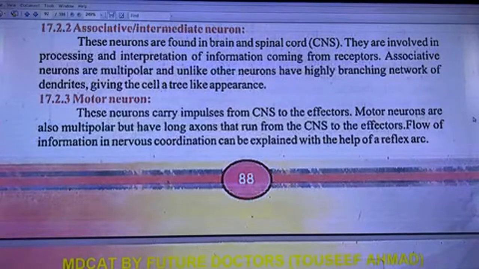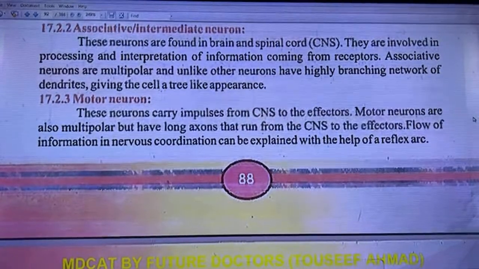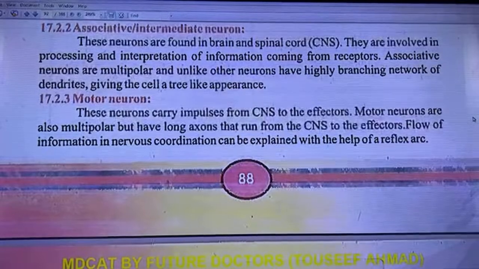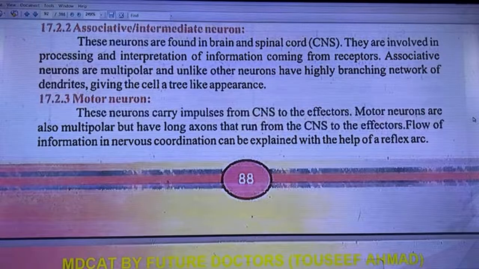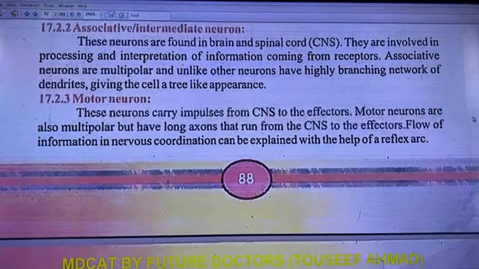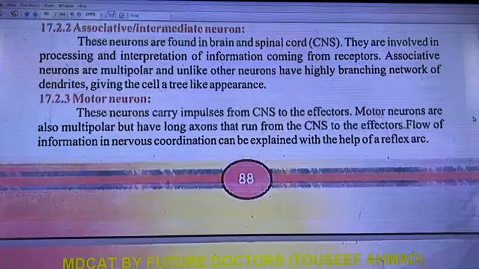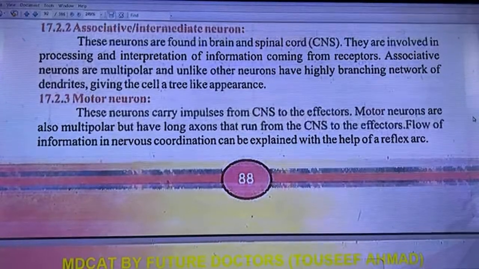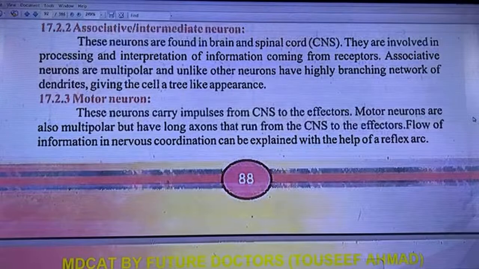Associative, intermediate neurons. These neurons are found in the brain and spinal cord, the central nervous system. They are involved in processing and interpretation of information coming from receptors. Associative neurons are multipolar and, unlike other neurons, have a highly branching network of dendrites, giving the cell a tree-like appearance. Motor neurons. These neurons carry impulses from the central nervous system to effectors. Motor neurons are also multipolar but have long axons that run from the central nervous system to the effectors.